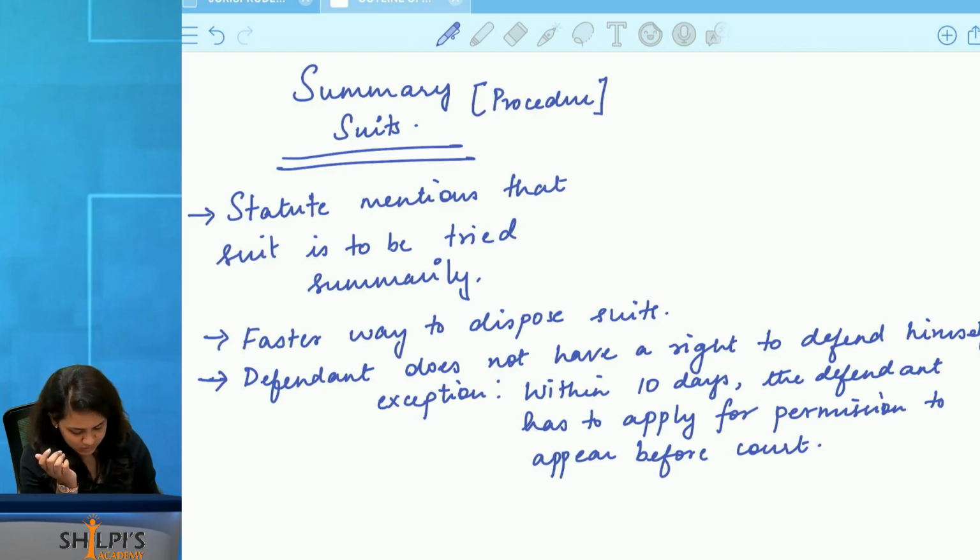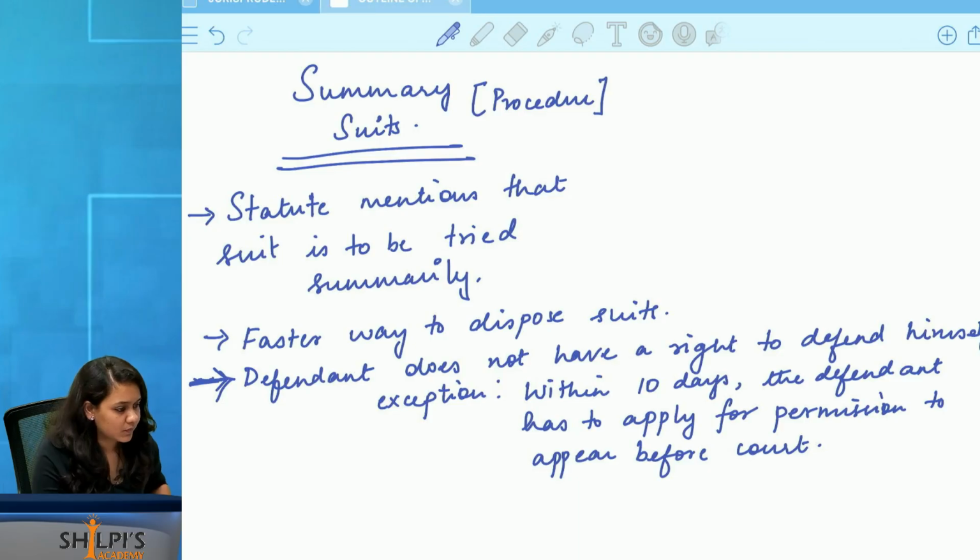Now, what is this concept where the defendant does not have a right to defend himself? Isn't this a violation of principles of natural justice? So, how can this be allowed before a court of law? Please remember that if the statute mentions that it can be tried summarily, it's because we already know that the defendant is guilty and there is no point giving him a chance to be heard, to defend himself, just to find out that he's still guilty. So instead of going ahead with that procedure, we are just holding him guilty.